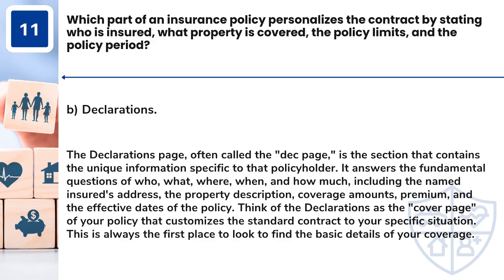Answer, B. Declarations. The declarations page, often called the dec page, is the section that contains the unique information specific to that policyholder. It answers the fundamental questions of who, what, where, when, and how much, including the named insured's address, the property description, coverage amounts, premium, and the effective dates of the policy. Think of the declarations as the cover page of your policy that customizes the standard contract to your specific situation. This is always the first place to look to find the basic details of your coverage.